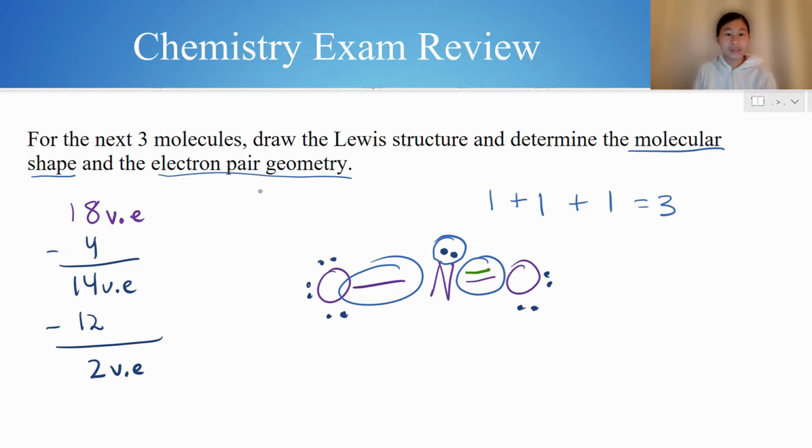And molecular shape only counts the number of connections that are attached to that central atom. So not the lone pairs, just the connections. So we're looking at this right here and this right here. And molecular shape also has to account for the lone pairs. Now a combination of 2 atoms around the central atom plus 1 lone pair indicates something we call bent. Okay, so the molecular shape is bent and the electron pair geometry is trigonal planar.